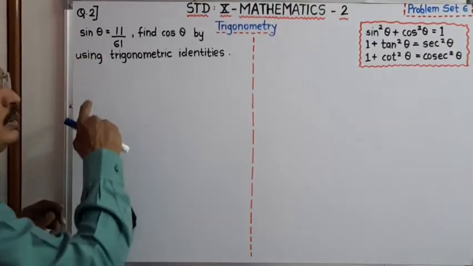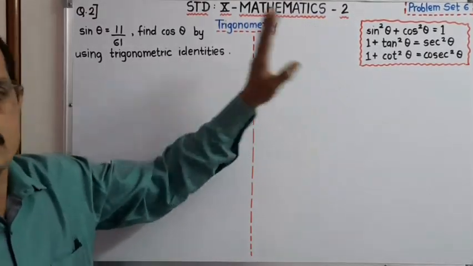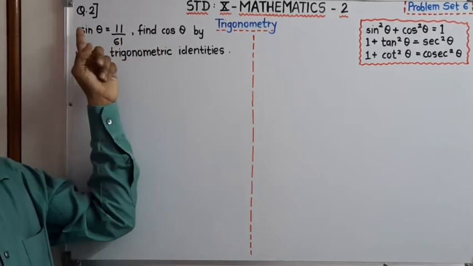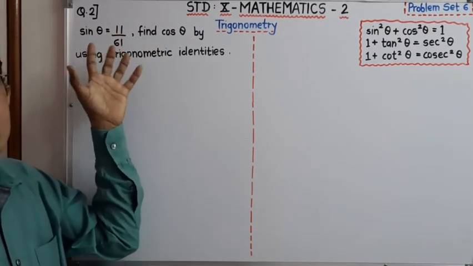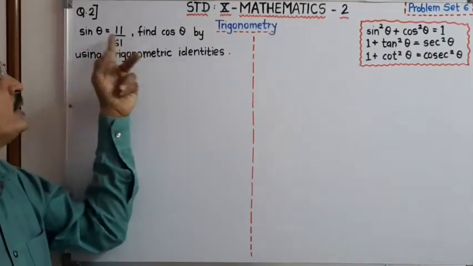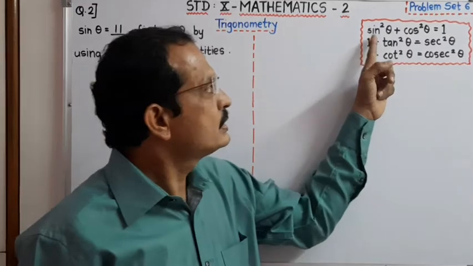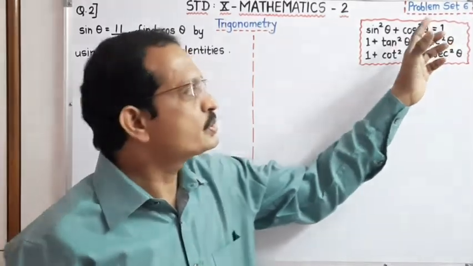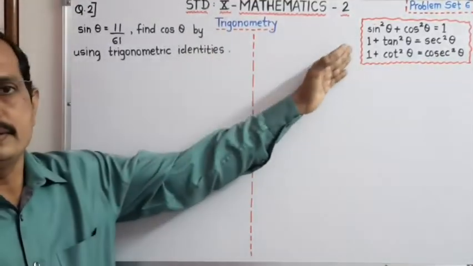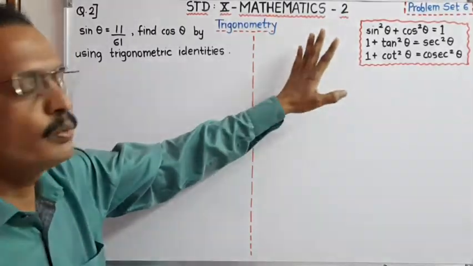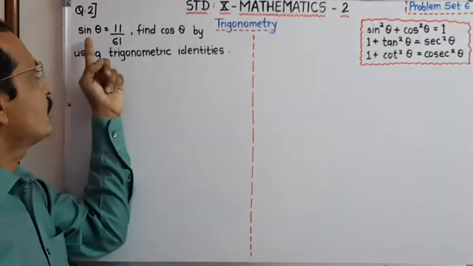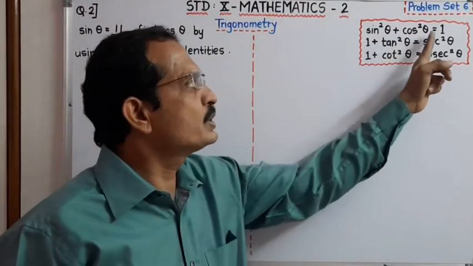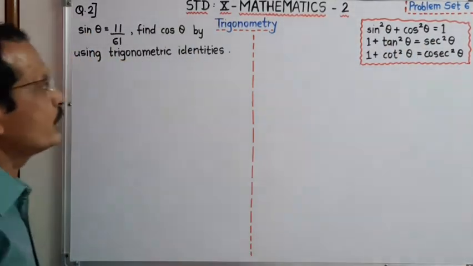Now see what is given. For this, we have to decide first which identity to use. Sin theta is given and we have to find cos theta. Now what is the relation? We have to find the identity which is related with sin theta and cos theta. Observe here, sin square theta plus cos square theta is equal to 1. Got it? Dear student, you must know the identities. Without knowing that identity, we can't decide which identity to apply. The relation between sin and cos is sin square theta plus cos square theta equal to 1. Therefore we can directly apply that.